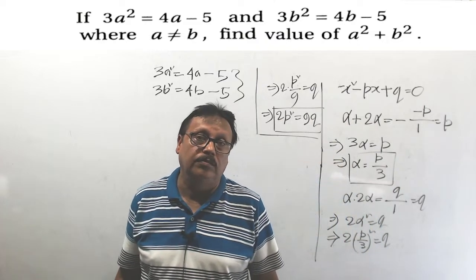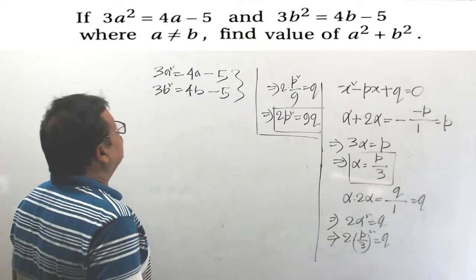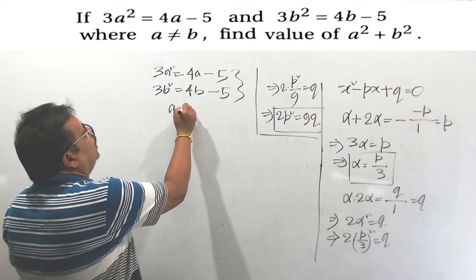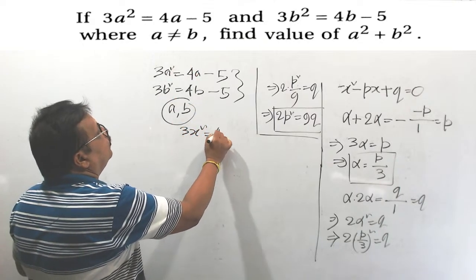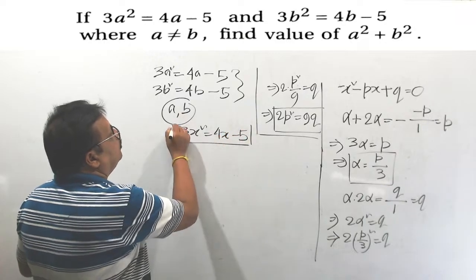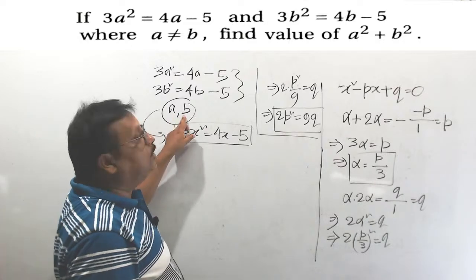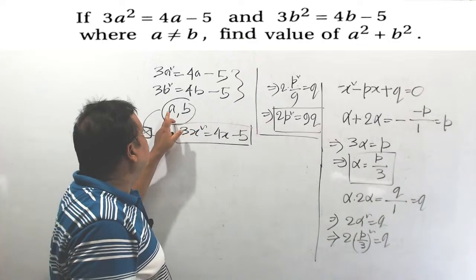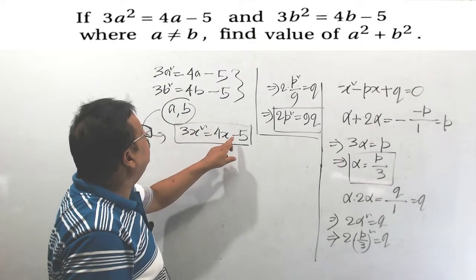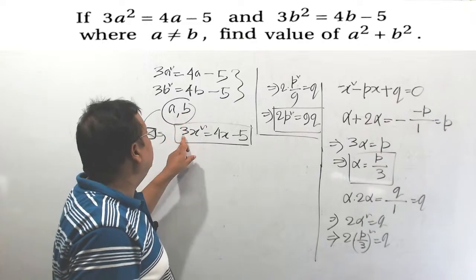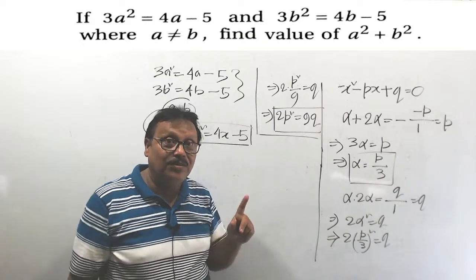What can you assume? What can you realize by seeing these two equations? Can you tell me? That is, a and b are the two roots of the equation 3x square equal to 4x minus 5. If a and b are the two roots of the equation, then of course a will satisfy the equation, that is 3a square minus 4a minus 5. b will satisfy the equation 3b square is equal to 4b minus 5. Understood? This is the trick.